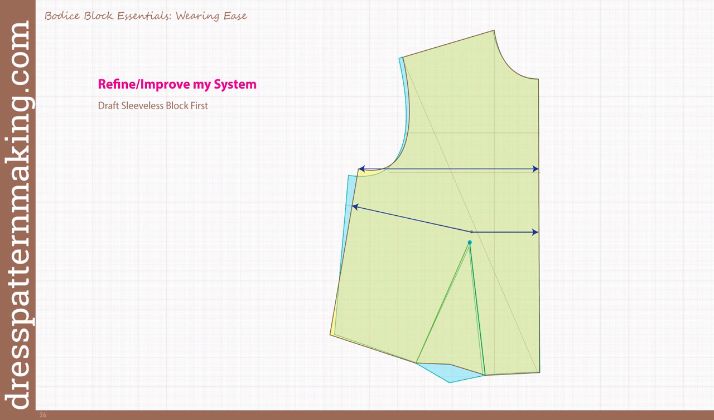I hope that makes sense, but definitely in my new system, I'm planning on doing that, giving people the option to draft either the sleeveless block or the sleeve block, actually both of them in the same drafting process, so that people with a hard to fit figure can choose to fit the sleeveless bodice first.